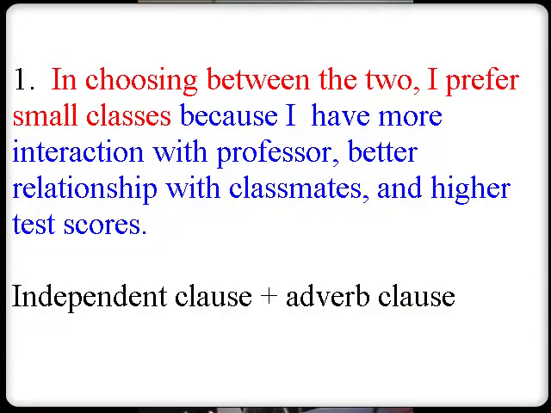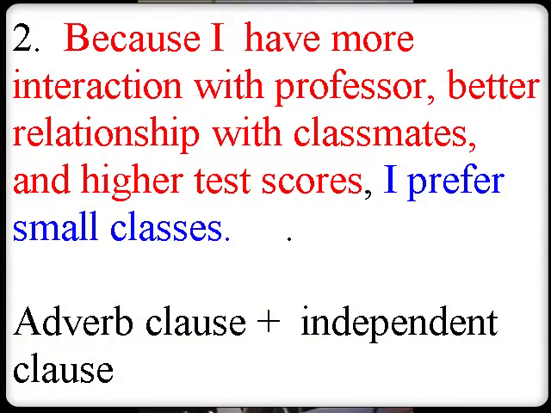Okay, number one, we're going to use an independent clause and an adverb clause. We'll say something like this: in choosing between the two, I prefer small classes because I have more interaction with professor, better relationship with classmates, and higher test scores. Number two, let's reverse, and we'll say because I have more interaction with professor, better relationship with classmates, and higher test scores, I prefer small classes.